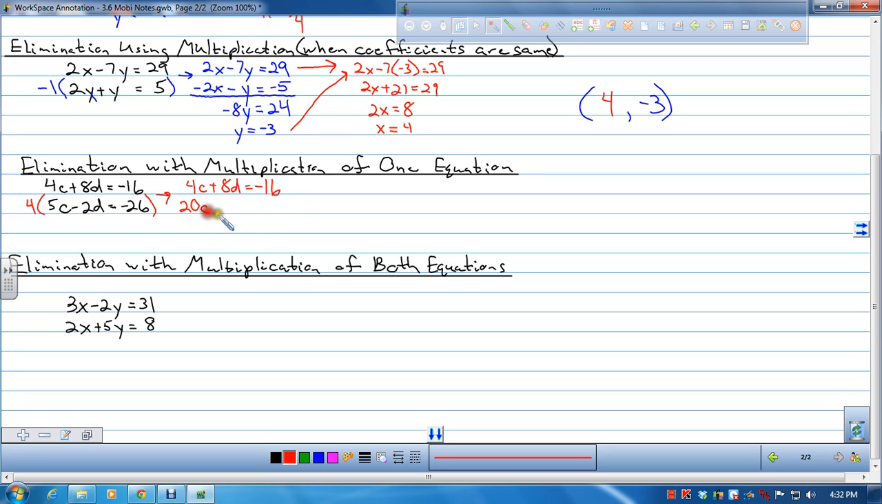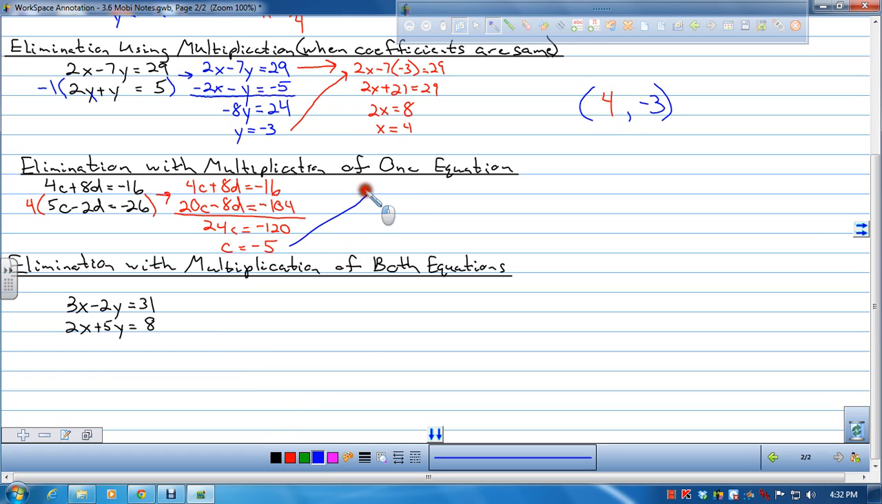This is going to be 20c minus 8d, and -26 times 4 would be -104. Okay. So when I add these together, those d's go away. I have 24c equals -120. And when I divide both sides by 24, I get c is equal to -5.